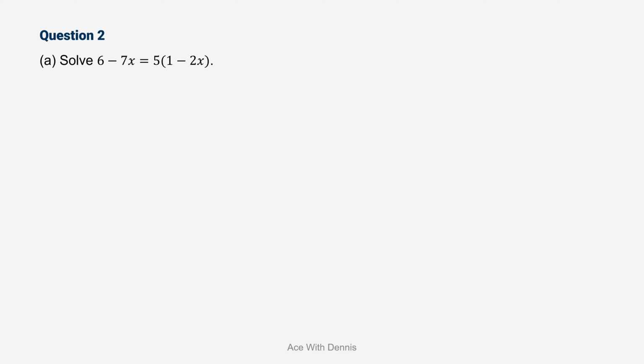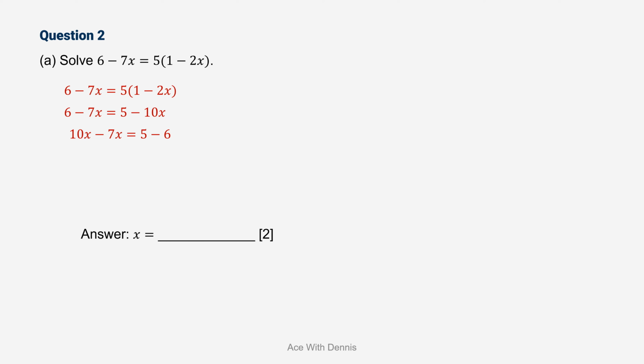Question 2. A. Solve 6 minus 7x equals 5 bracket 1 minus 2x. 2 marks. So from the equation given, the first thing we need to do is we expand the bracket and we get 6 minus 7x equals 5 minus 10x. Then we move the x term to the left hand side and move the constant terms to the right hand side. We'll get 10x minus 7x equals 5 minus 6. 3x equals negative 1, and hence x will be negative 1/3. So negative 1/3 will be the answer.